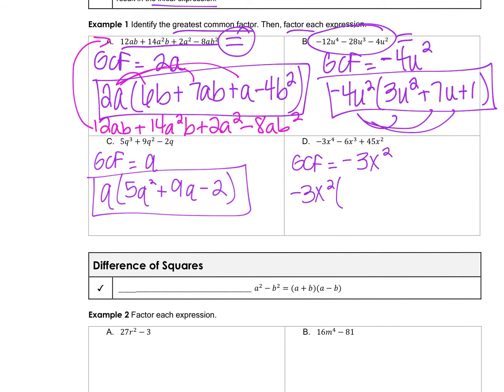So whenever I divide it, that's x squared plus 2x minus 15. So again, on those first four, we're just finding the greatest common factor, and then we'll talk about later on how we can keep going.